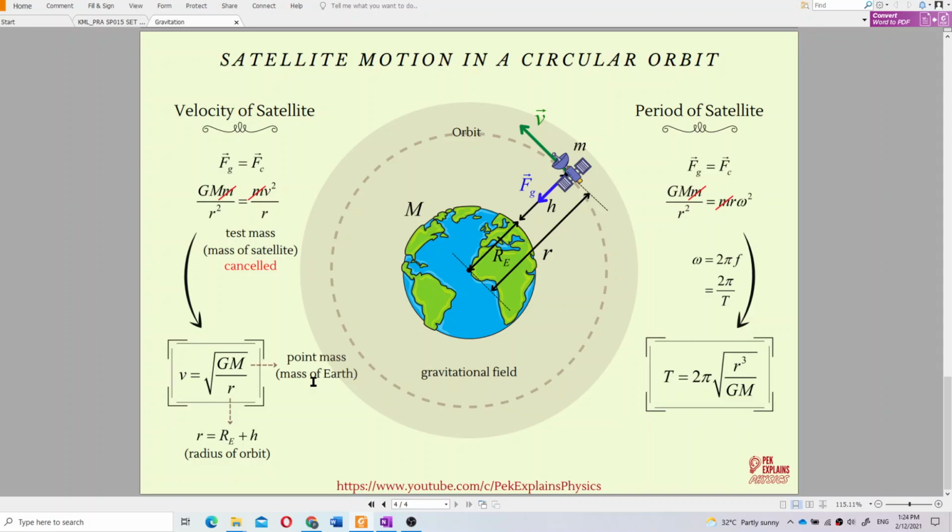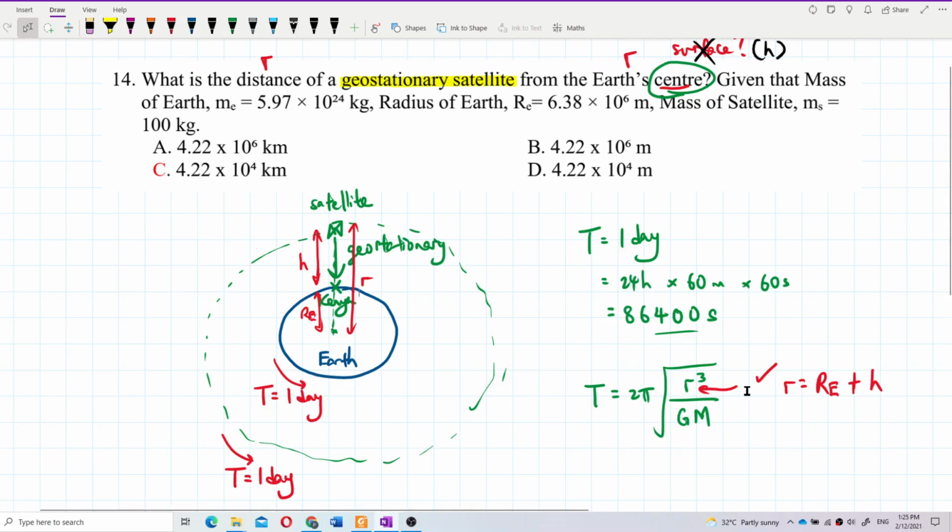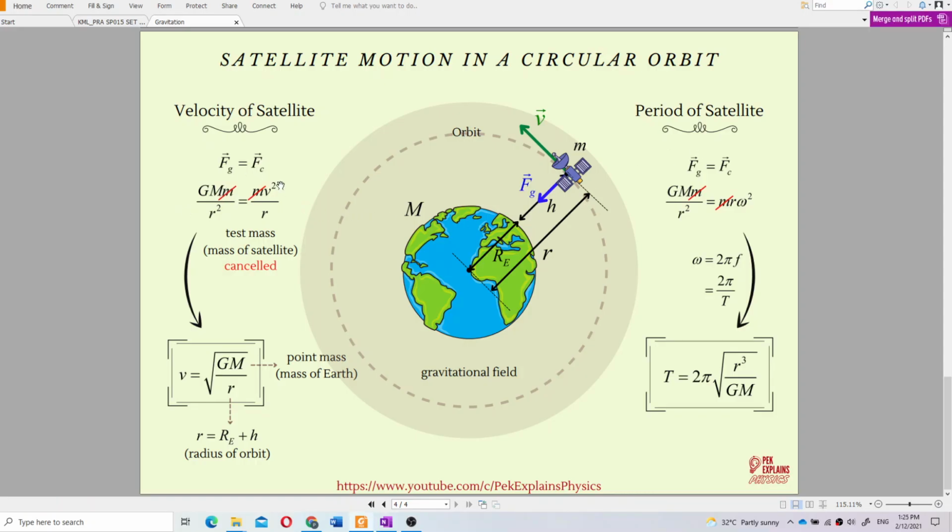Where's the mass of satellite? The mass of satellite is already being cancelled. So we're not using the mass of satellite. We are going to use a point mass, the mass of Earth, M. So this M is the point mass, which is the Earth, not the satellite. Satellite mass, no need to use. If you use it, then you are doomed. The mass of satellite was already cancelled during the formula derivation. So this is the point mass of Earth.